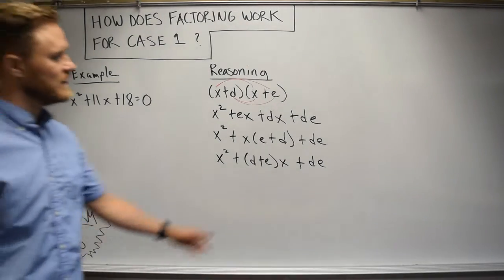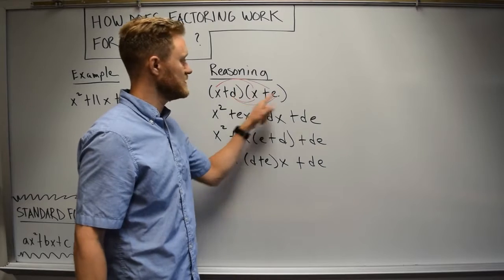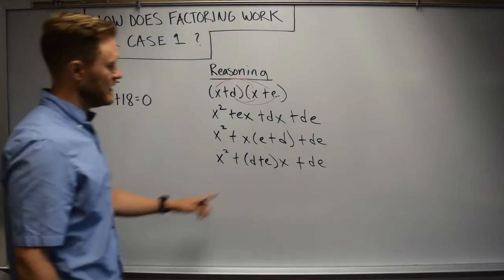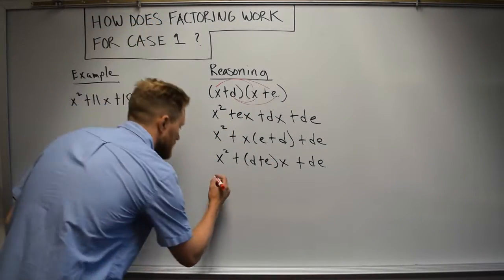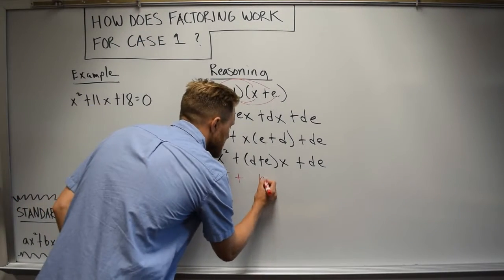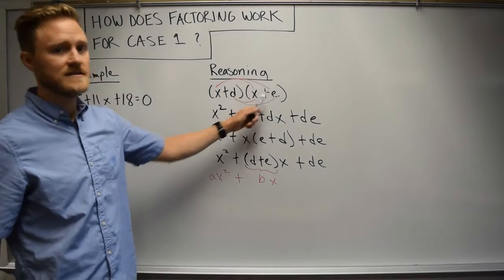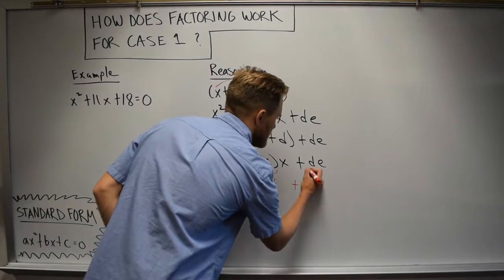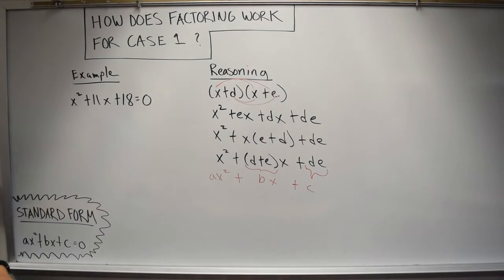Now, look, the last term here is the product of these 2. So de is the product of d times e. And then this term right here is the sum of d and e. So if we compare it to standard form, we get that b is the sum of whatever these 2 constants are, and c is the product of whatever those 2 constants are.